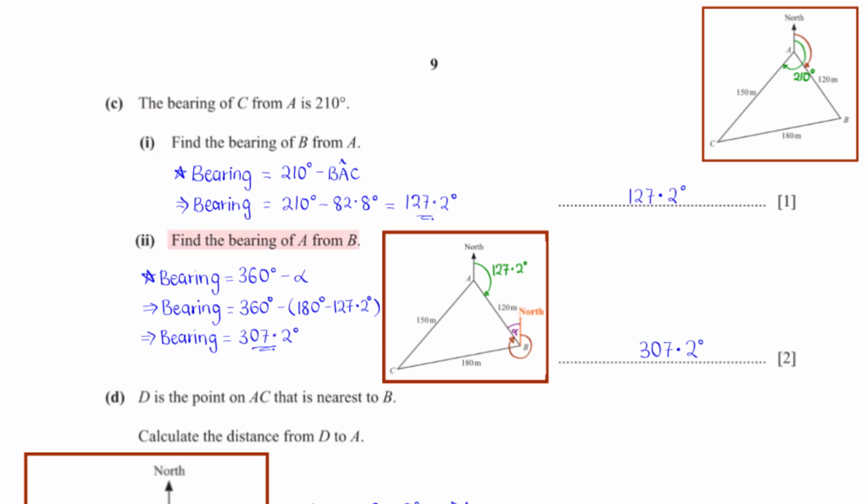Find the bearing of A from B. In this illustration, we have indicated the bearing of A from B with a red arrow. This bearing is equal to 360 degrees minus an angle alpha. We can get the value of alpha by subtracting 127.2 degrees from 180 degrees because these two angles are interior angles. This gives us the bearing of A from B as 307.2 degrees.